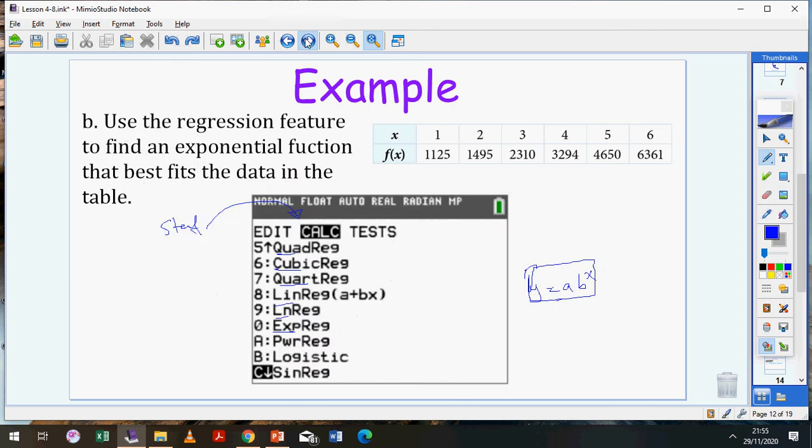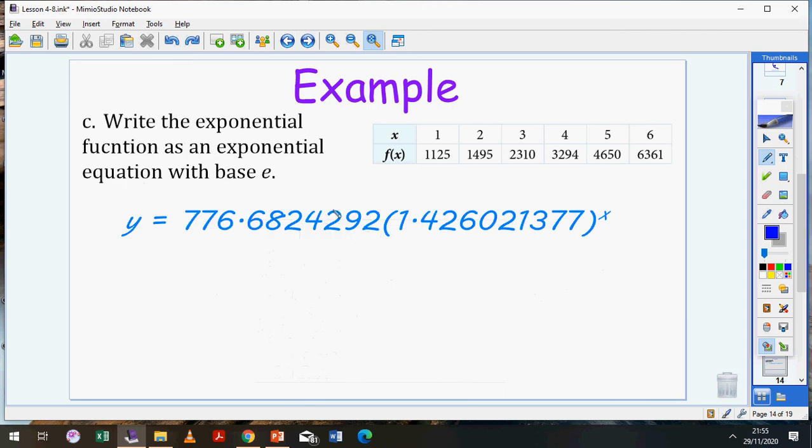Next part, they want me to write this as an exponential equation with base e. Now, if I want to introduce base e, I'm just going to look at this number. I know that if I introduce base e, then at the top I should have natural log of this number. I'm going to write 1.426, only 4 decimal places, times x. I'm doing this because I know that natural log and e cancel out to take me back to this thing.